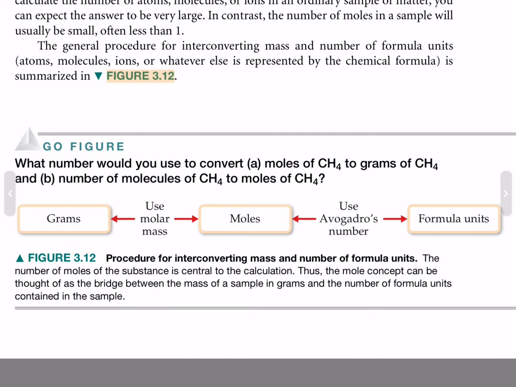If you have grams of a substance, use the molar mass obtained from the periodic table to find the number of moles of the substance, and then from the number of moles, use Avogadro's number to find the number of formula units in that substance.